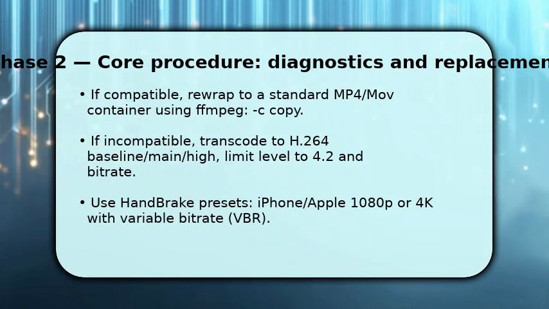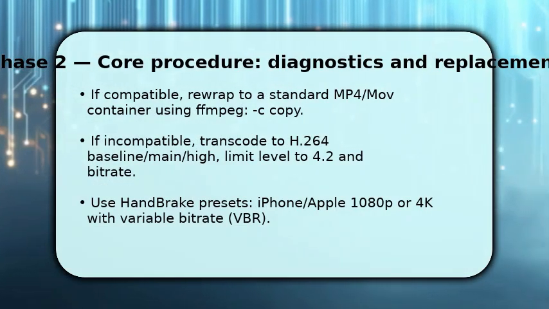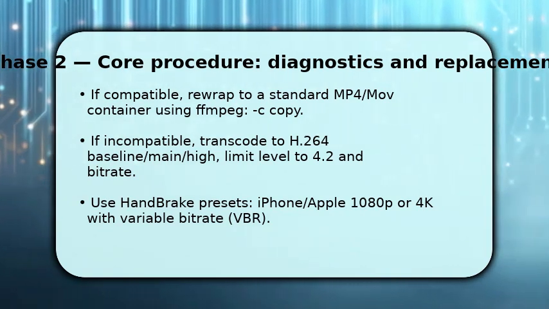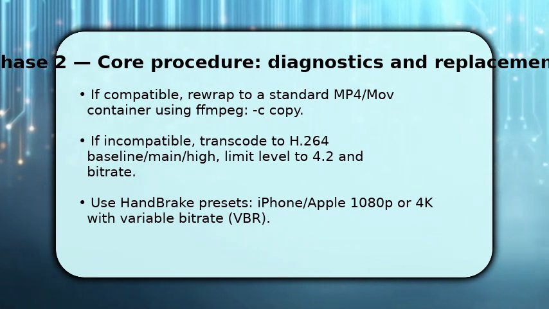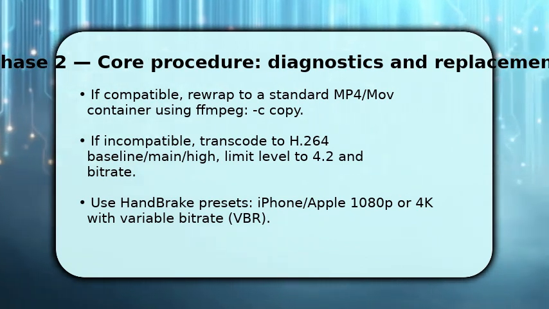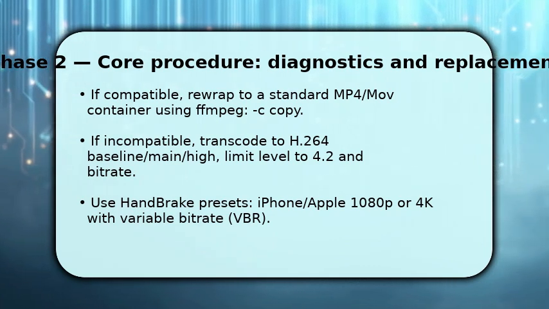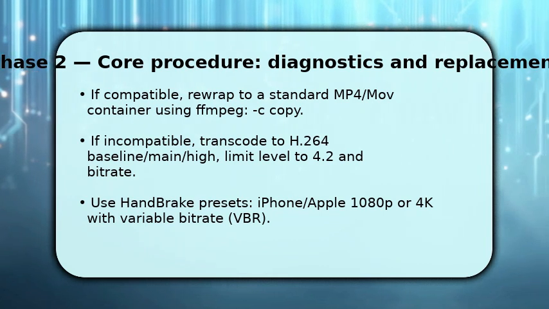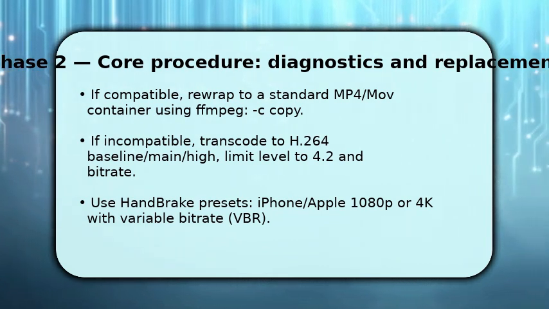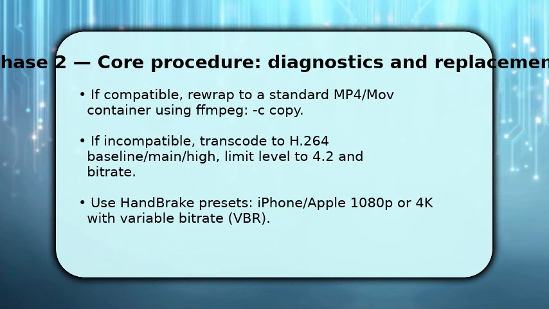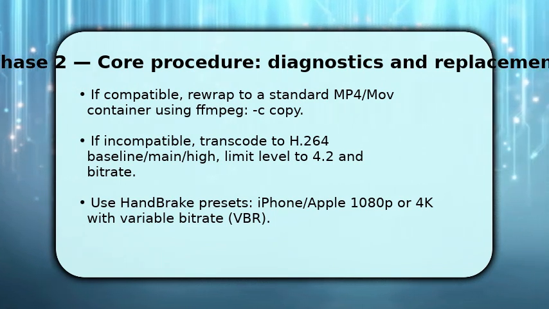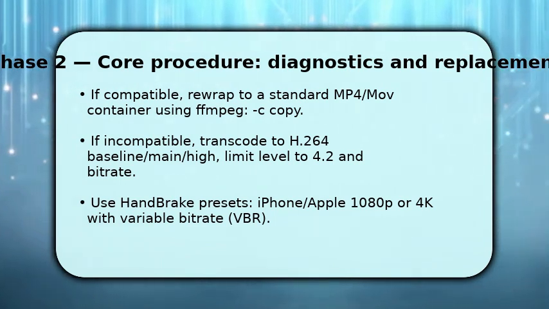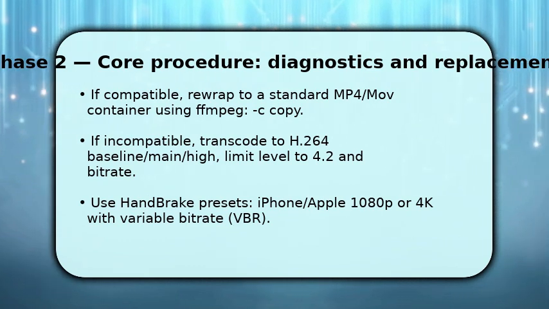Now you decide rewrap versus transcode. If FFmpeg reports compatible codec and level, rewrap with -c copy to preserve quality and save time. If not, transcode, choose H.264, set profile to high or main and cap level at 4.2 so the iPhone decodes reliably. Use Handbrake's iPhone presets and VBR to balance size and quality. Once encoded, verify a short clip on the phone before transferring the whole batch to avoid wasted time.